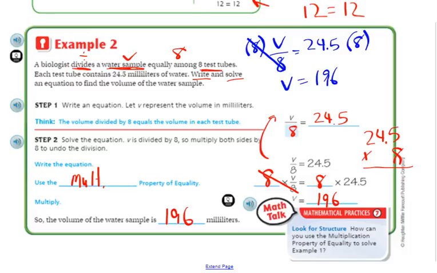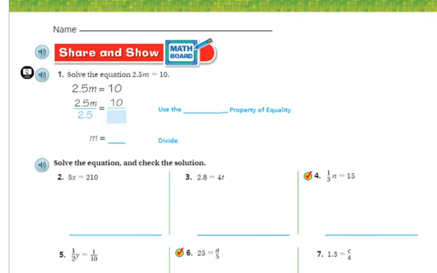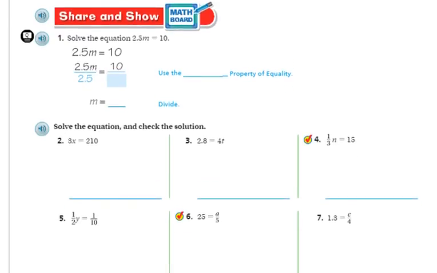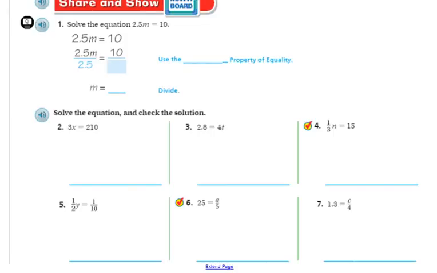All right, let's turn and practice a little bit here. I want you to go ahead and turn the page. We're looking at page 453, the share and show. Go ahead and circle question 2 here. You're going to solve and check, meaning you solve the equation, then check your solution. I'm going to fill in my work here. I want you to pause the video, complete that question, and then check your work with mine. Pause it up.